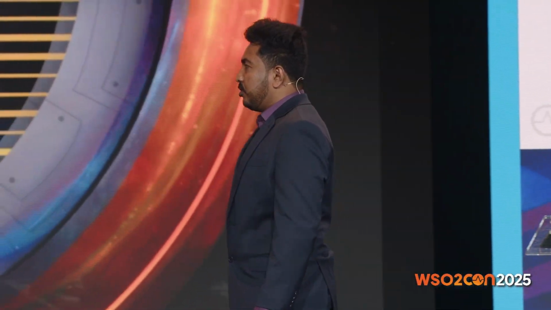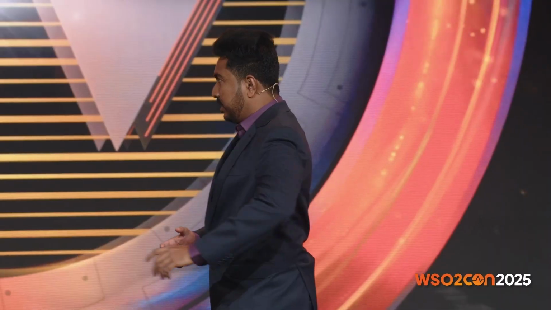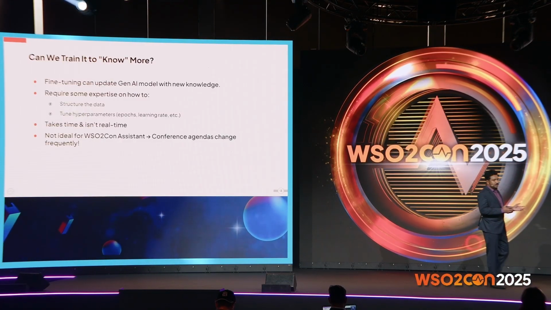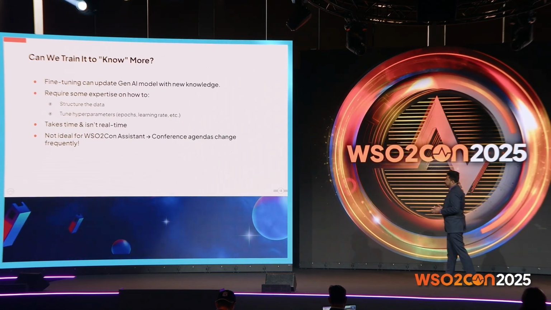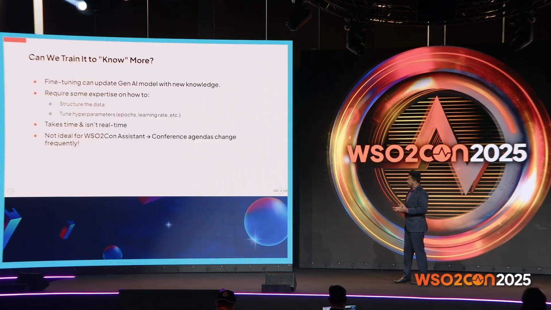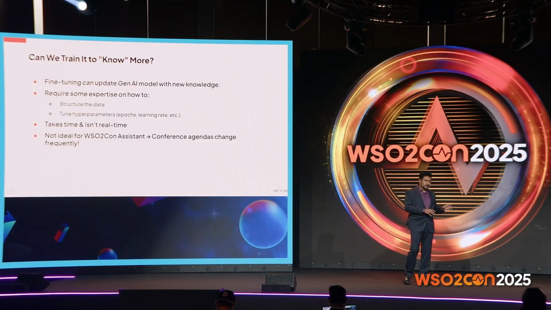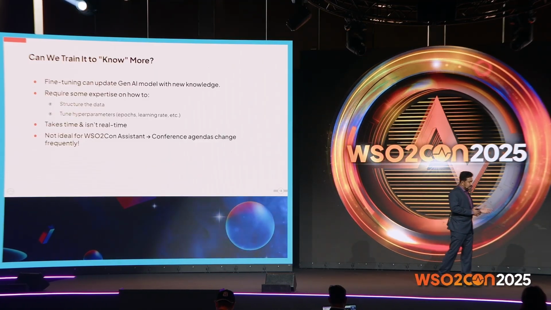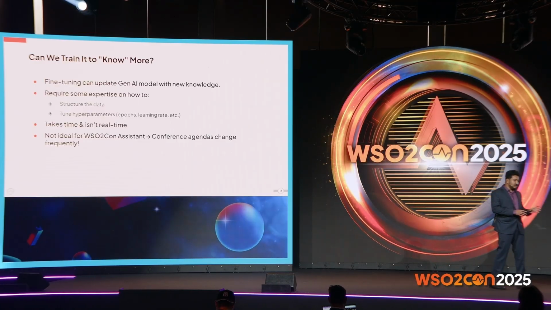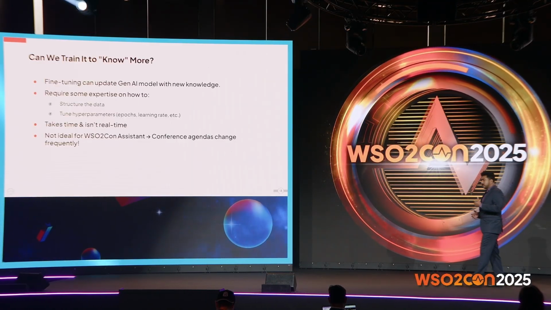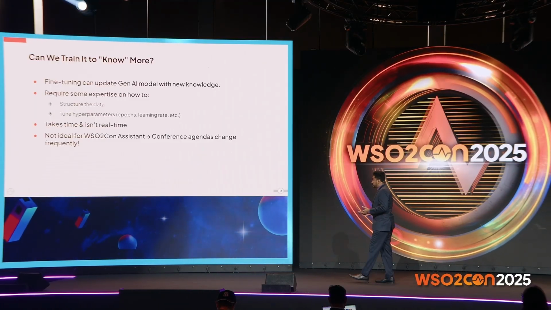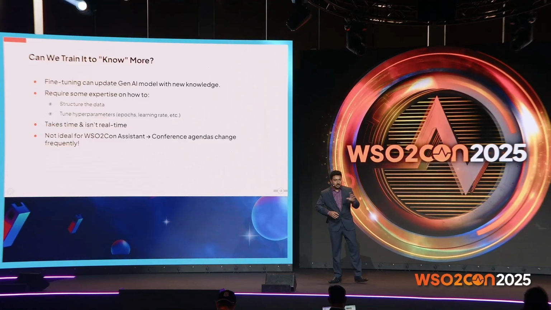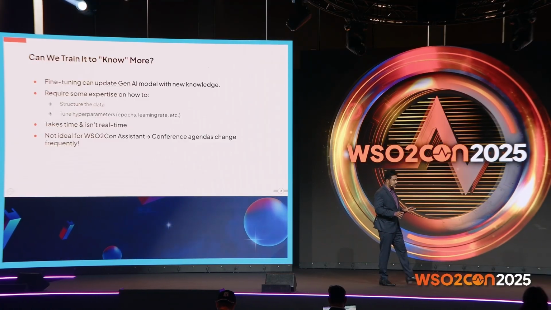Something that comes to mind, because we are talking about machine learning models, is that to add knowledge we can train it again, right? So can we fine-tune these models? That's one way to think about it. Fine-tuning is one option, but it may require some expertise, like how to structure the data, because based on the task there can be different structures for the data. You also have to be aware of certain hyperparameters, and you have to run it again and again to get it to work.